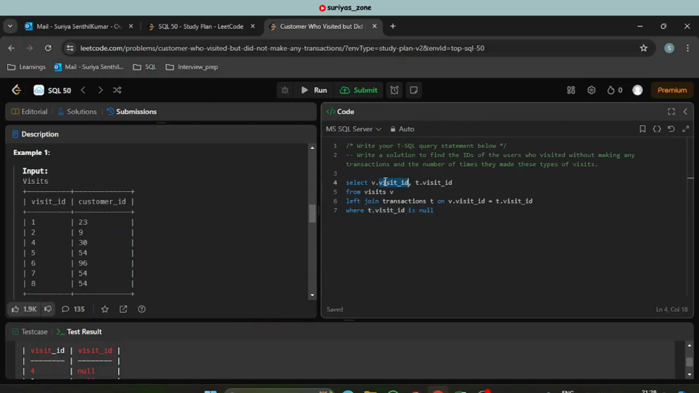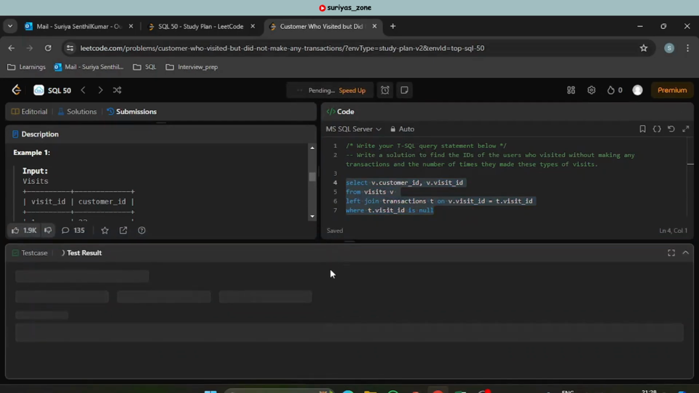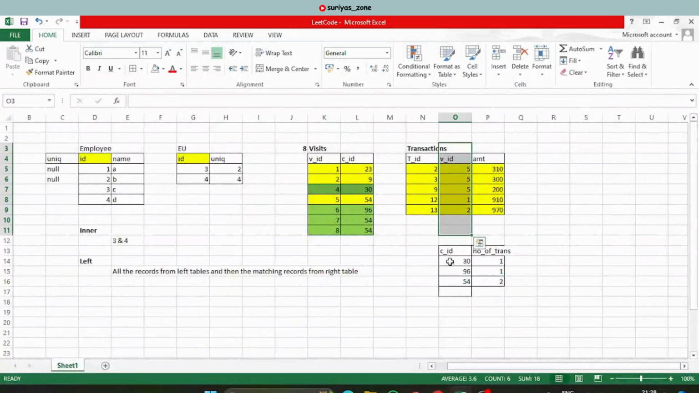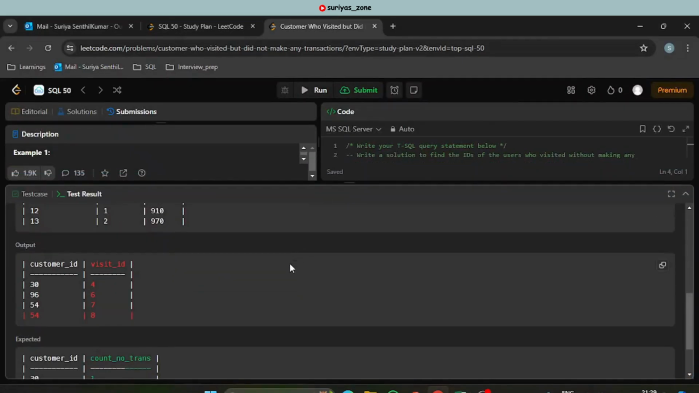Now, in the output, the column we needed is the customer ID column, so v dot customer ID, and then the next thing is v dot visit id. Now if I run this, we will get the output. It gives all the customers who didn't do any transactions, and also the visits they made. If you see the output here, we have got 30 and the visit id is 4. So 30 visited one time, 96 visited one time, but the 54 guy visited 2 times.